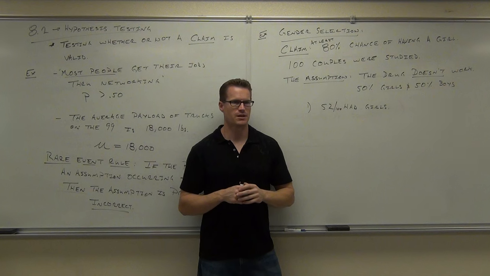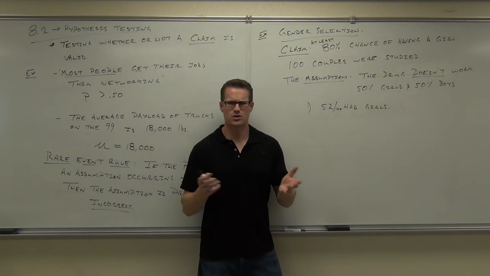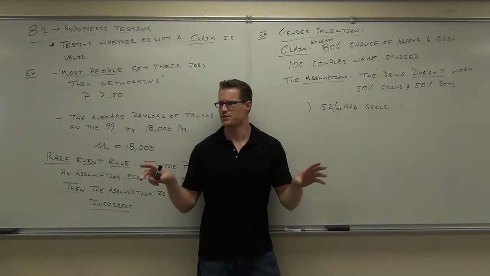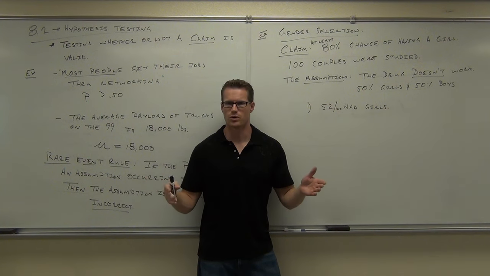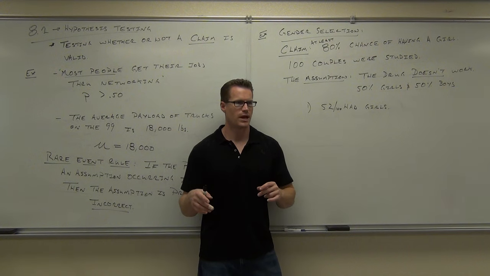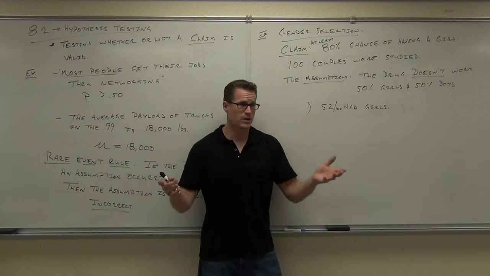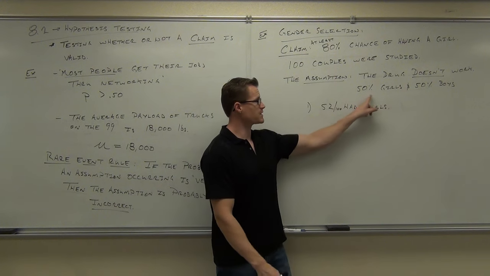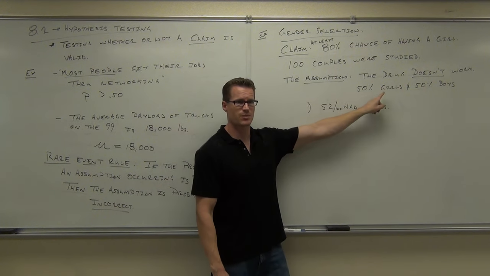If I say 50-50, but we have 100 couples, and I say, you know inherently that it's 50% girls, 50% boys, right? Without taking any drugs, there's a 50-50 chance you're going to get a girl or a boy. And I say, okay, 52 of you had girls out of 100. Is that usual or unusual? It'd be pretty normal, wouldn't it? Is it different enough from this to prove that statement wrong?